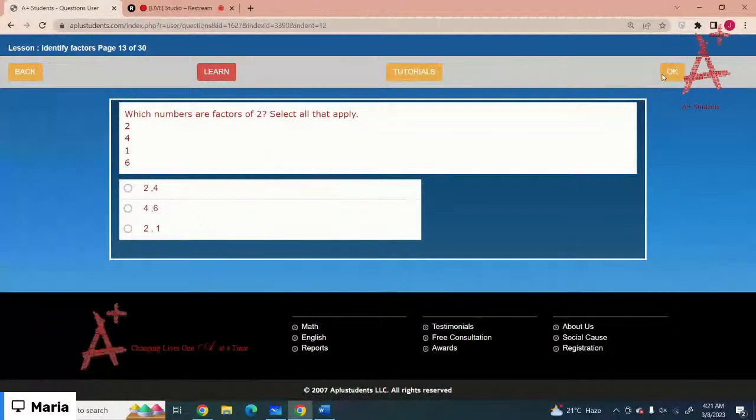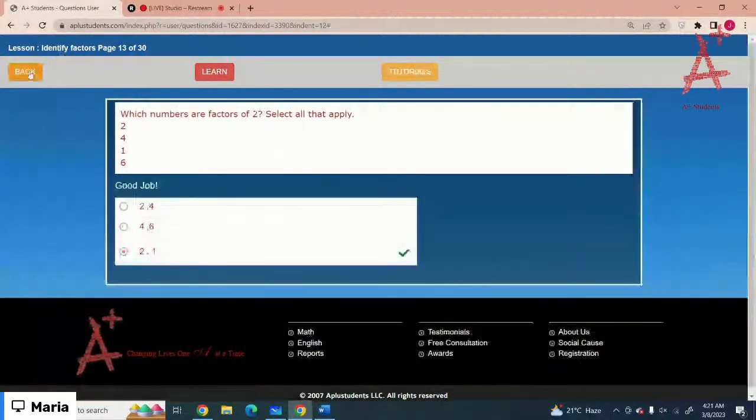Yes, the factors of 2 are 2 and 1. Got it? Okay, you can complete the test by yourself later today. Let me just move on to the next lesson.